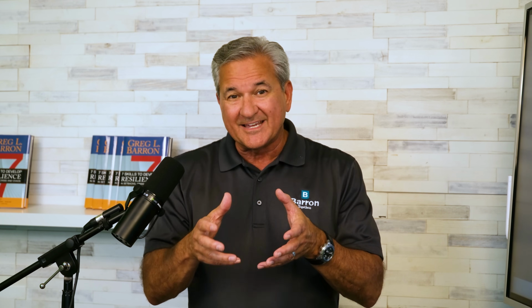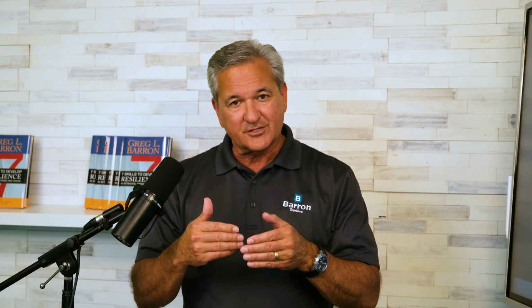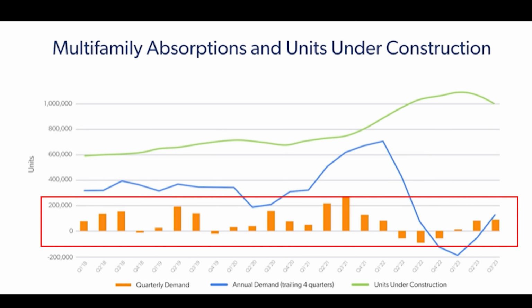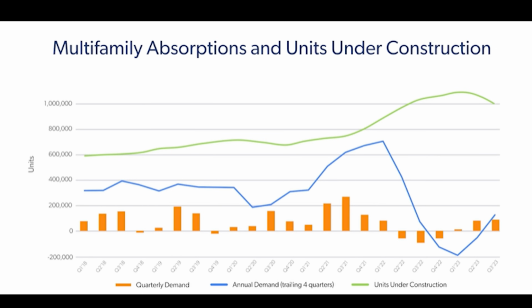So let me talk to you about the correlation of this supply and demand versus absorption, because you can actually do some deep diving in the particular geographic areas you're in to determine the timing of when you should start this acquisition cycle. So look at this multifamily absorption chart, and you'll see that the orange is the quarterly demand, the blue is the annual demand trailing 4 quarters, and the light green are the units under construction.